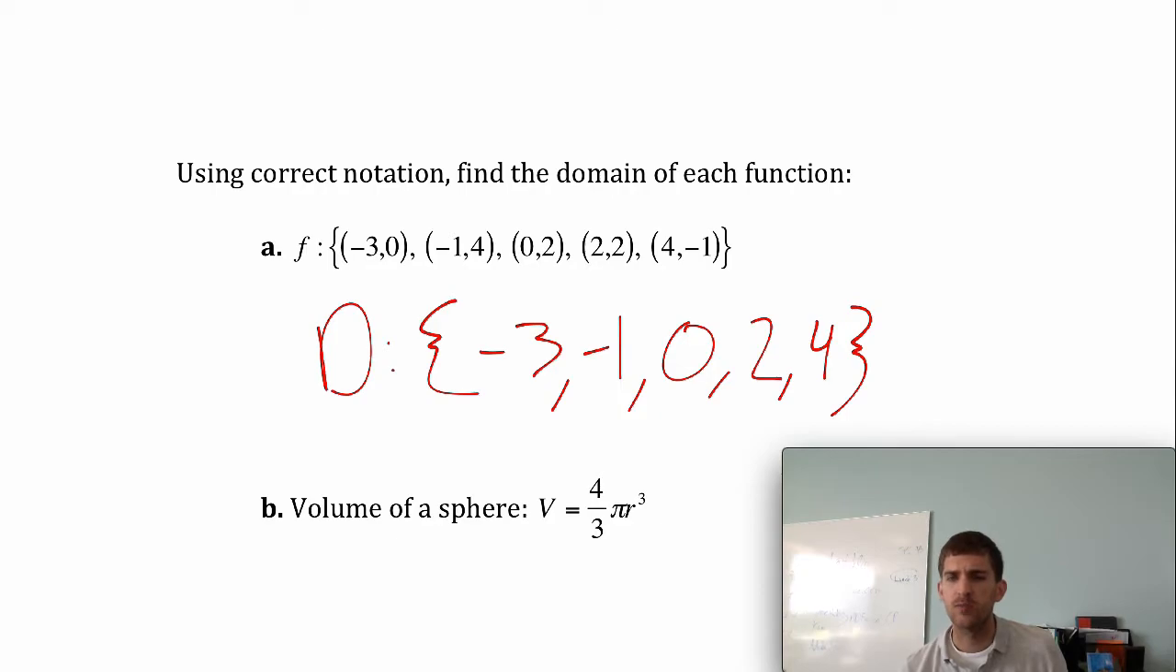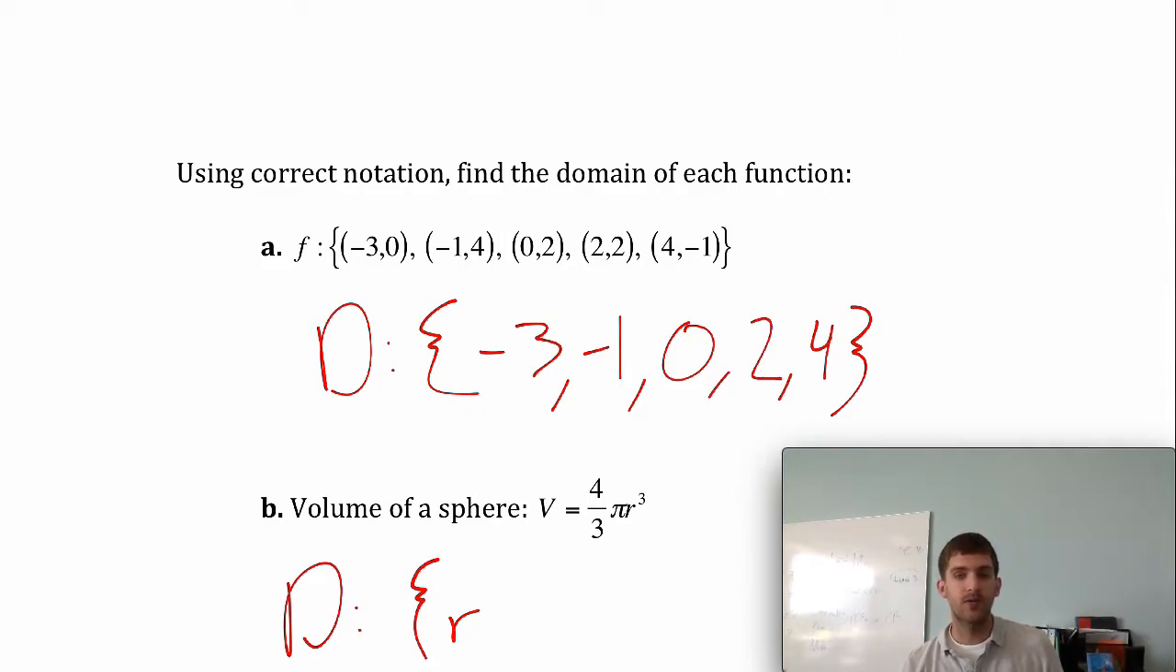The next one's going to get a little more tricky. So the next one, the domain for this function, this is the volume of a sphere. So we have v equals 4/3 pi r to the third. The only variable, the input variable we're going to be using there is r. So when we're doing this notation, we're going to start off by identifying what the input variable is, and that in this case is r.